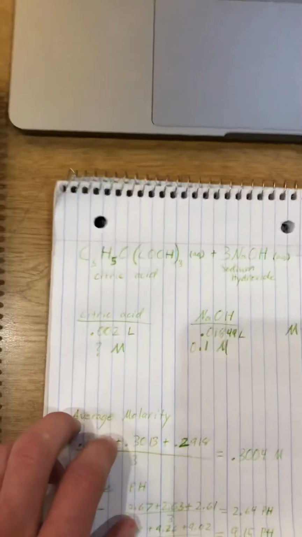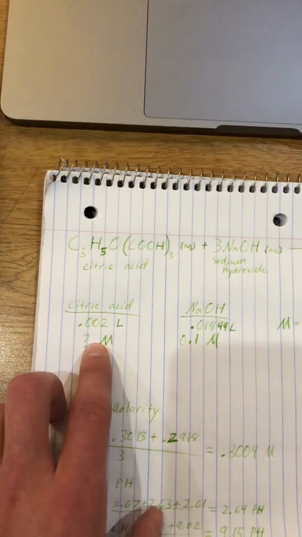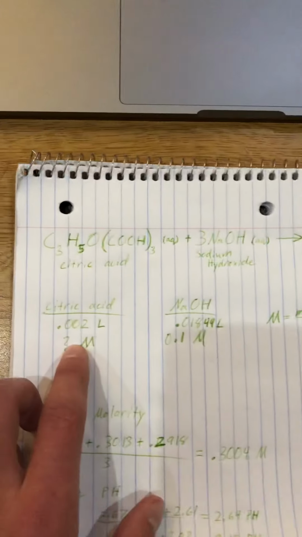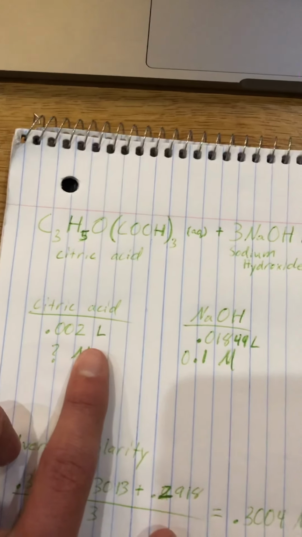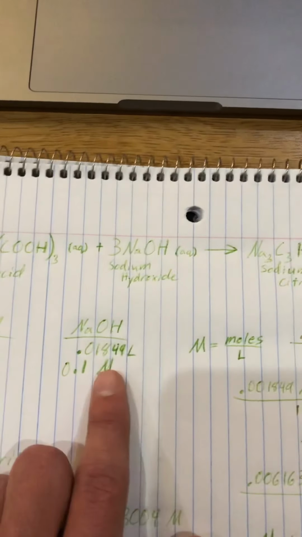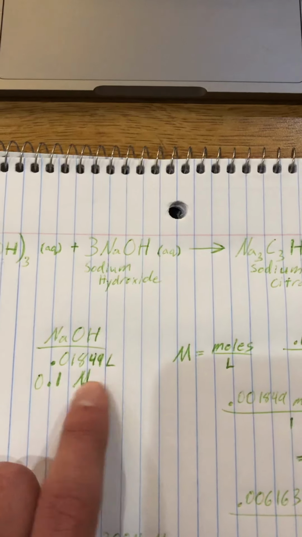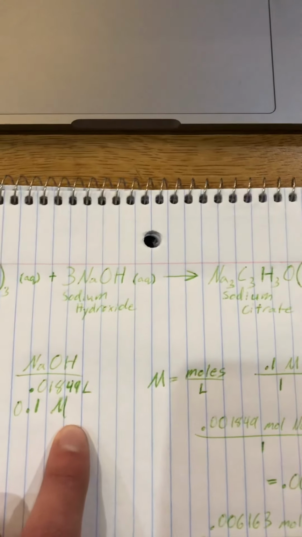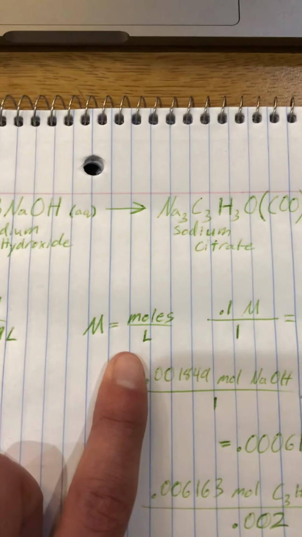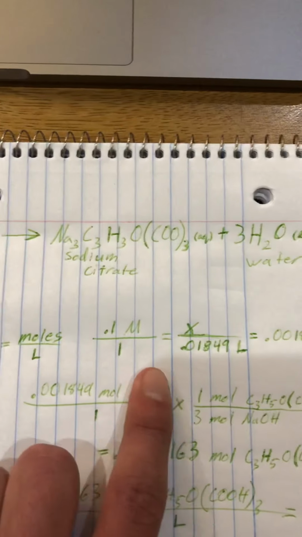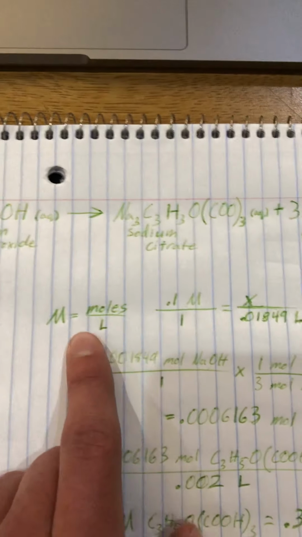So for this experiment, we had to find the molarity of citric acid, and we used stoichiometry in order to solve this. And prior to the experiment, we knew that 0.002 liters of citric acid were in each mixture, along with NaOH, which we used 0.01849 liters and had a 0.1 molarity. We can solve this using this formula: molarity equals moles over liter, and we use stoichiometry to solve out moles so we could plug it into the value to find molarity.